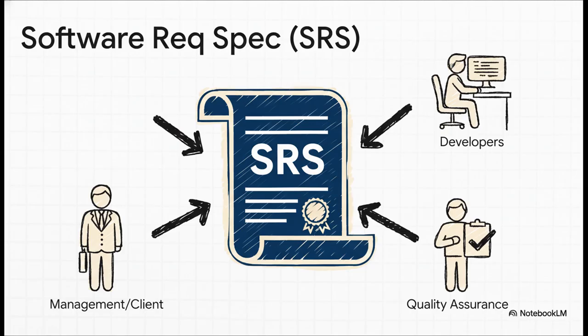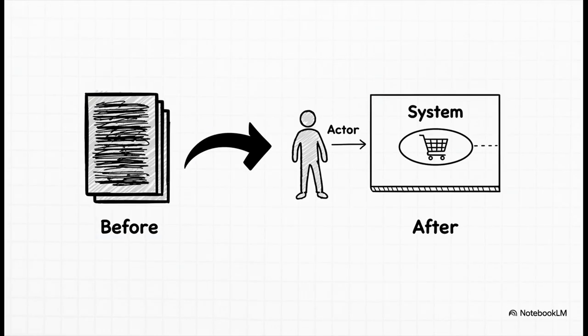And that blueprint, it's called the Software Requirements Specification, or SRS for short. You need to think of this document as the single source of truth for the entire project. It's the official contract. It details every single functional and non-functional requirement. So when arguments happen later on, and trust me, they will, the SRS is the rulebook everyone turns to for the final answer.